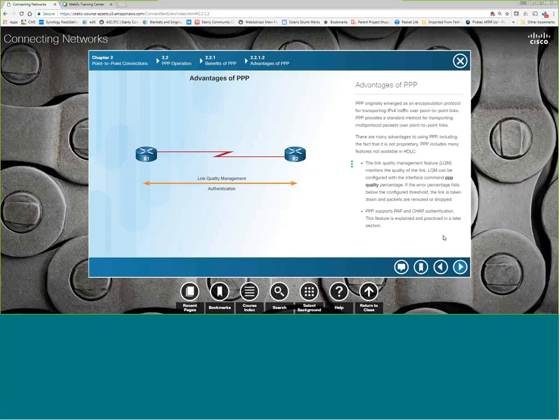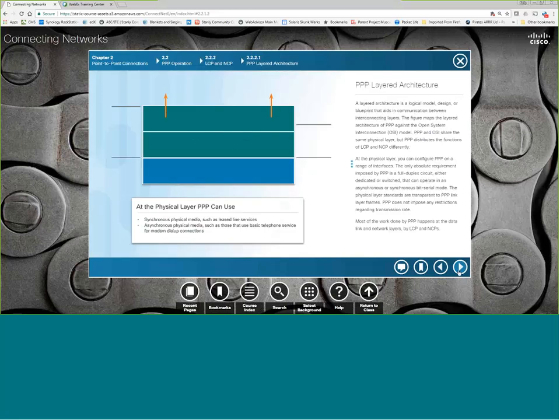The other big advantage of PPP over HDLC, other than multi-protocol support, is security. You can actually set up authentication between the two devices so that they will authenticate each other across the link before they will exchange information.